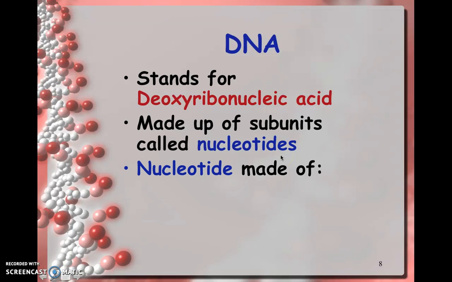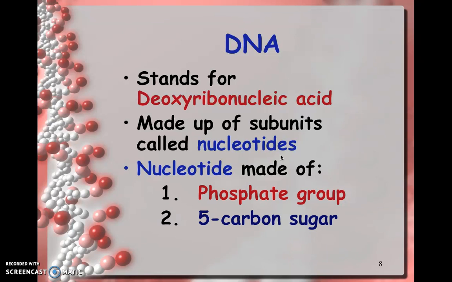And a nucleotide consists of the phosphate and the sugar, which we see on the outside of DNA, as well as the nitrogenous base. So with the structure of DNA, you have two nucleotides that are paired together. And they're connected once again by those hydrogen bonds.